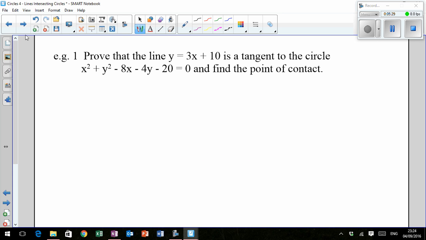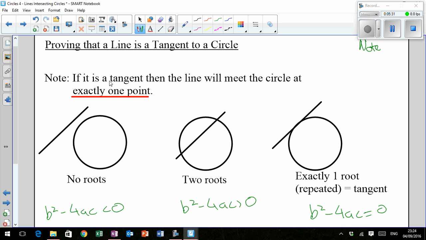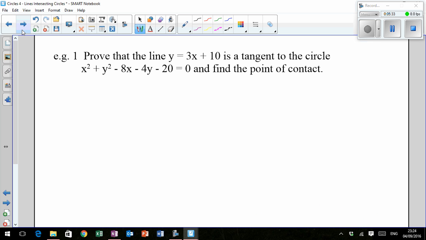If you've not got that down yet, sorry, just get that in your notes. And then this is example one, also for your notes. We're proving that the line is a tangent. We want to show that it's only got one point of intersection. So we're going to substitute in y is equal to 3x plus 10, everywhere we see a y. It doesn't have to be y, I've just used y because it's been given to me. If it was x equal to 2y minus 5, just use that instead of x.